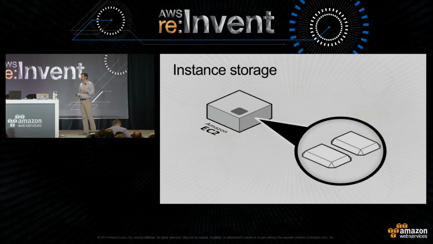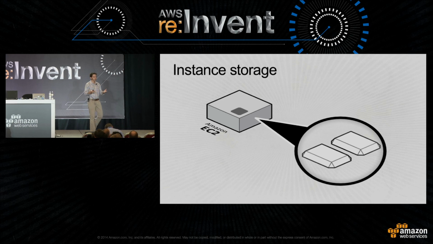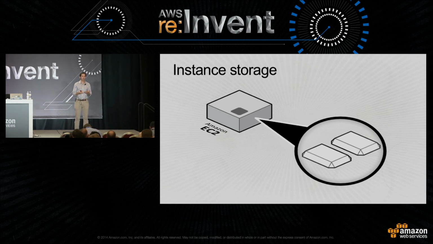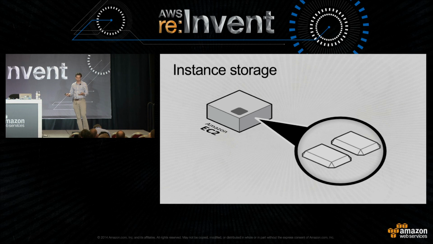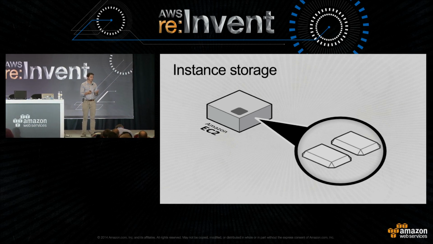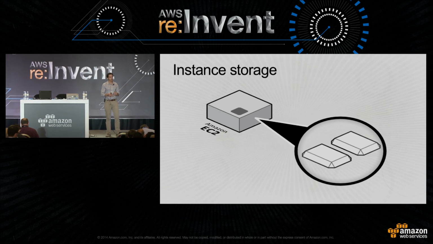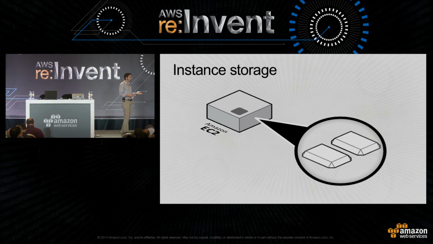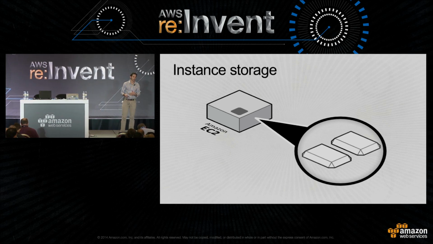We have two types of options here. The first one is called instance storage. This is just storage that's included as part of the EC2, the compute instance. And it's great, it's simple, and it's included. The disadvantages of instance storage are two. One, it's tied to the instance. It's not persistent. So the moment you terminate the instance, it goes away. If you need persistency, this is not going to work.